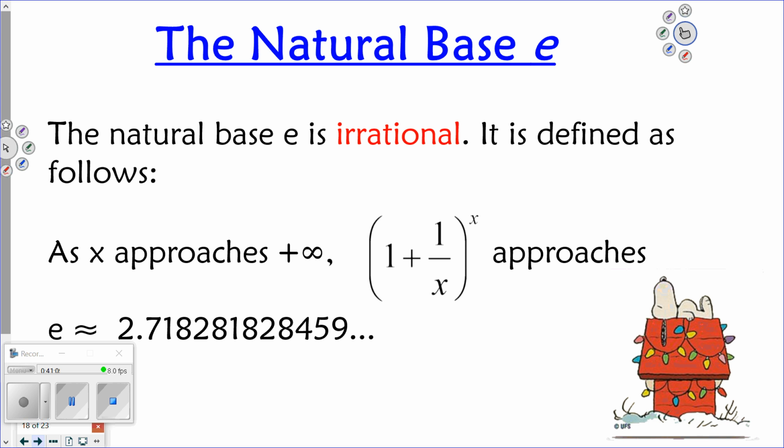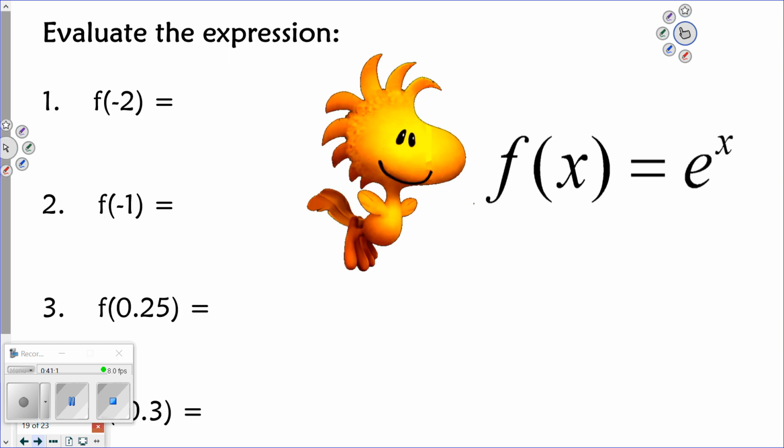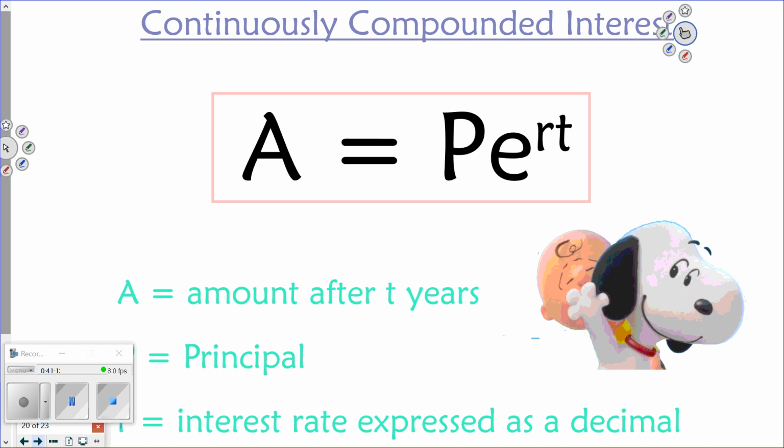I don't want to skip this. The fact that there are decimals, we don't really care. We use that for another formula. And again, investing money is a big thing that we look at. A-P-E-R-T. That's what I always call this formula, APERT. A is the amount of money after t years.